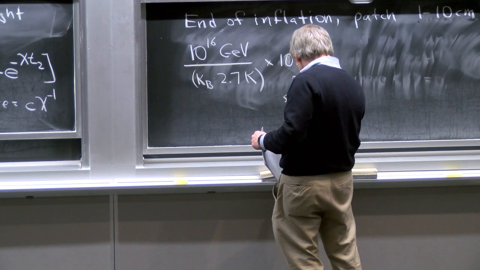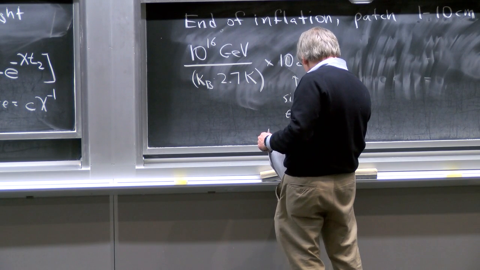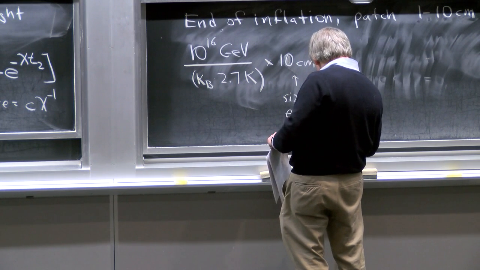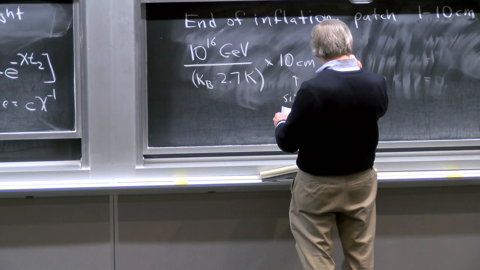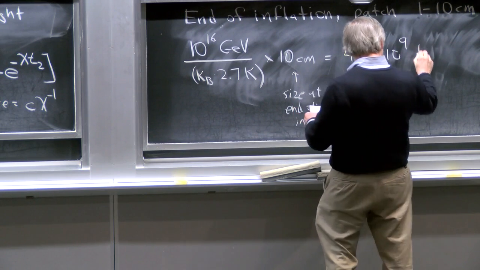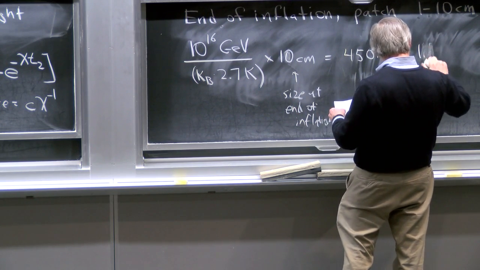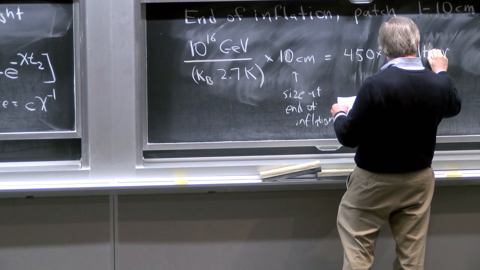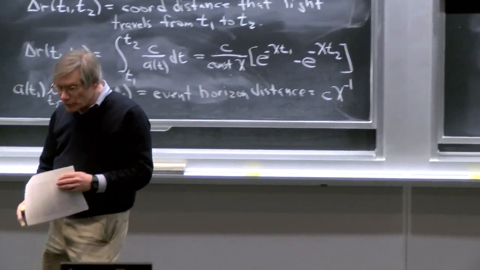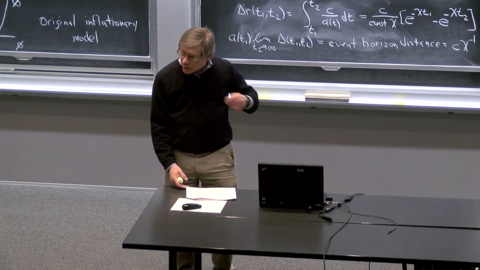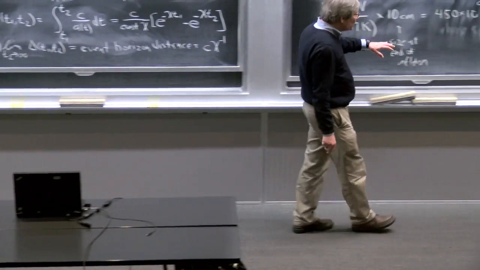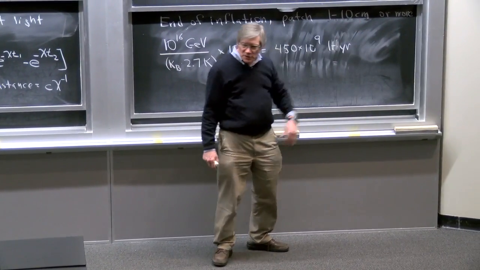Size at end of inflation, this I worked out at home. It's about 450 times 10 to the ninth light years. And we would want something like 40 times 10 to the ninth light years to explain the present universe. So this is about 10 times too big. And that's OK. It means that we could get by with 1 centimeter, and 10 centimeters is being a bit generous.